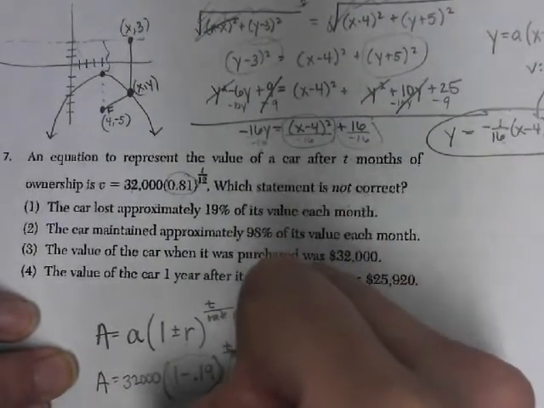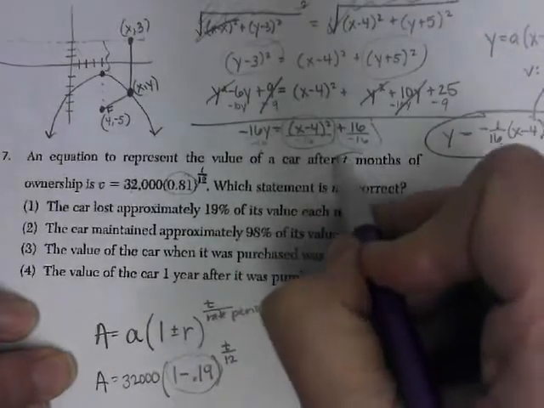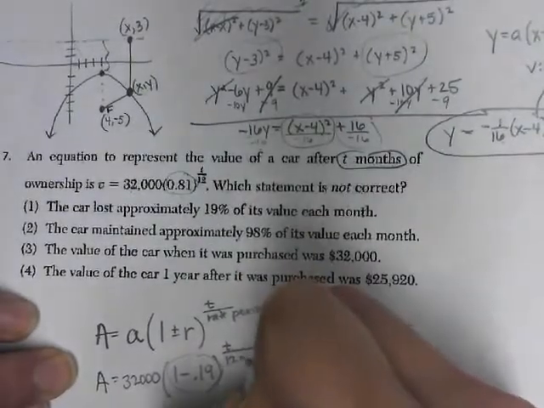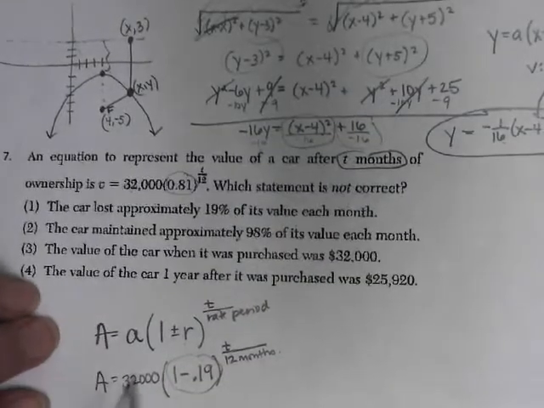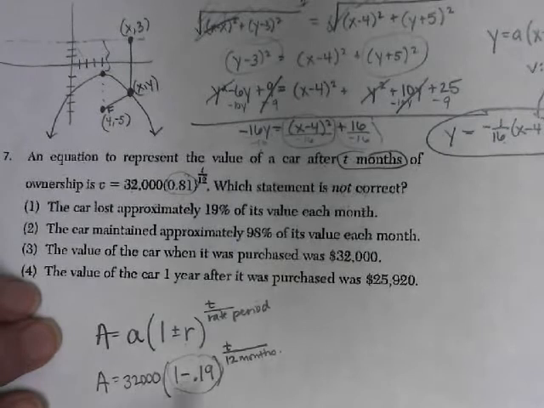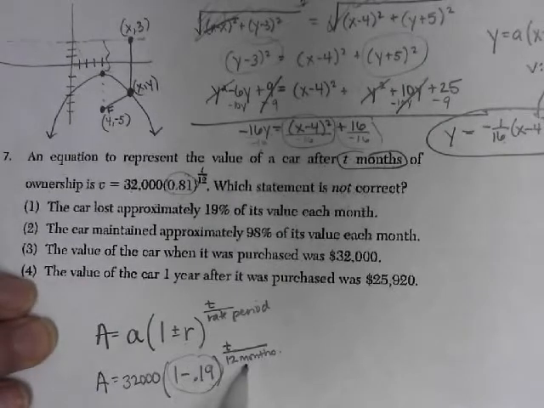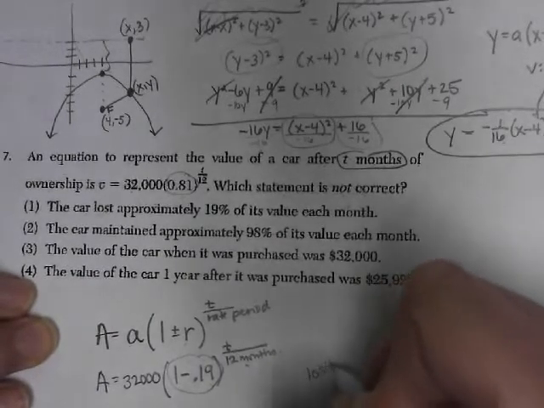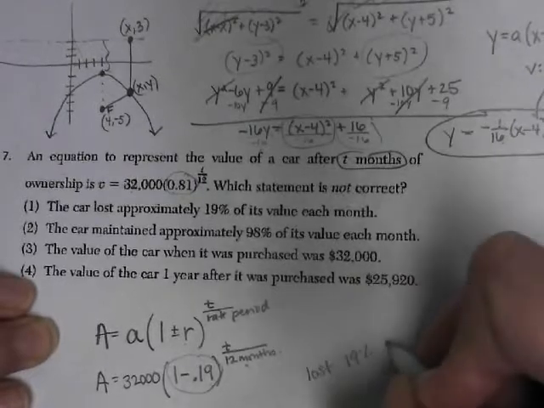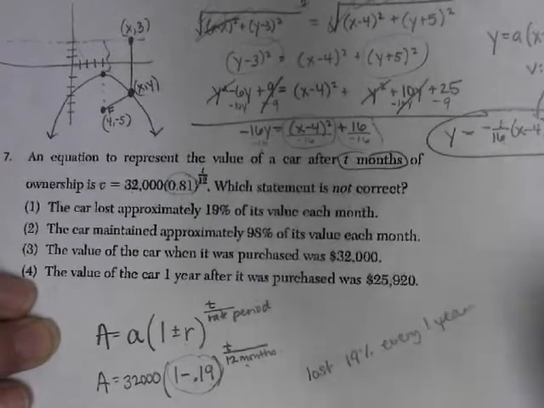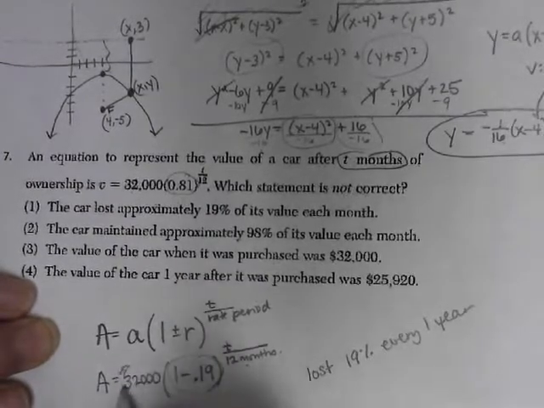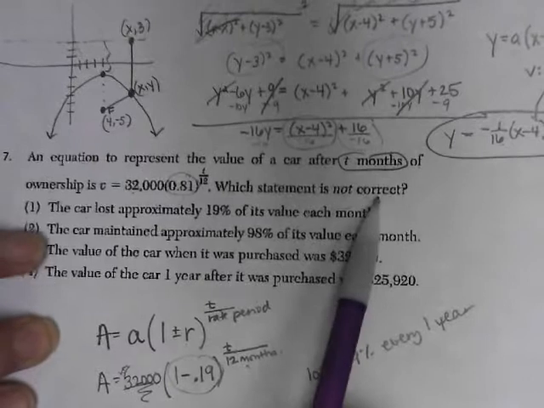And then t over 12, since t was in months, we have to know that that is also in months. So essentially what we know is that the car value started at 32,000 and lost 19% every 12 months, or every 1 year. So we would say, if we didn't have multiple choice, it lost 19% of its value every 1 year. It started at $32,000. So which statement is not correct?